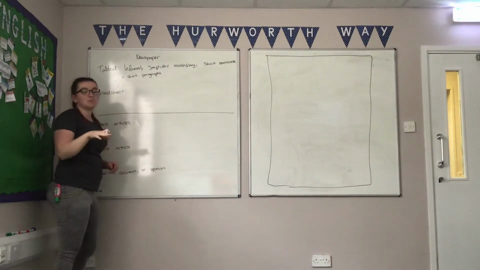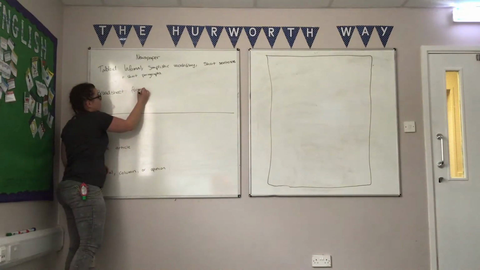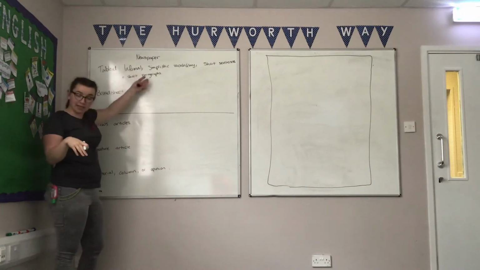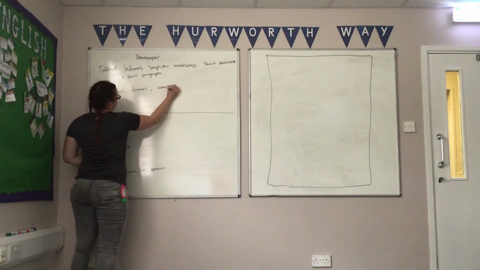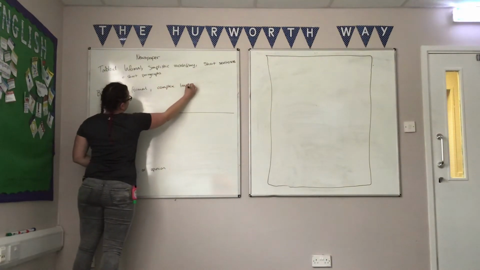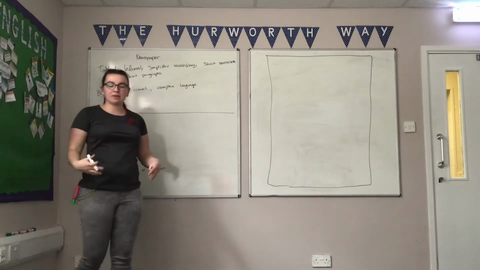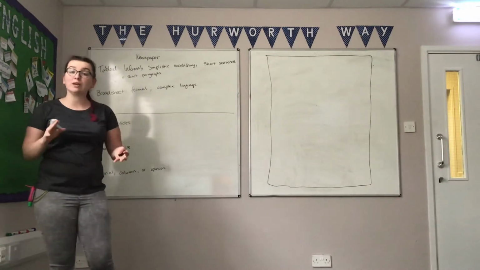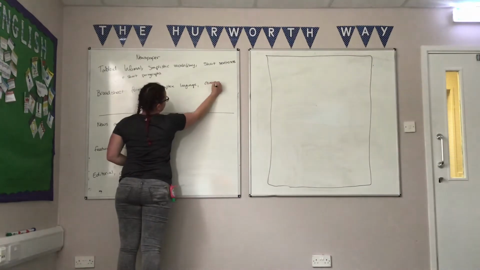On the opposite side of the spectrum is your broadsheet newspaper. Now these tend to be quite formal. Okay, so imagine broadsheet is the flip side of it. So you have more complex language. Okay? So really testing your vocabulary, really expanding it, getting a lot of synonyms in there for really good impact. They tend to use more complex sentences.